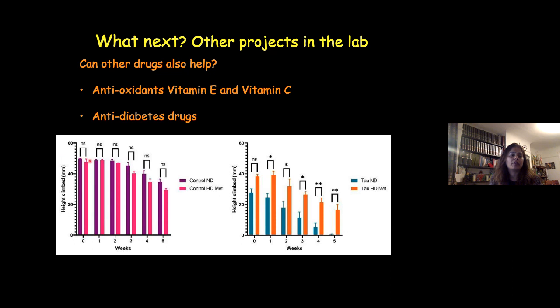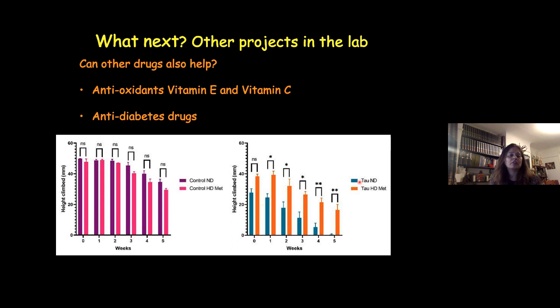And their climbing behavior just decreases with time, just because the flies get old. And the ones in the pink were given the anti-diabetic drug, but again, they didn't have the tau, so their behavior also declined, but having the drug didn't really make any difference to control flies. But look at the dramatic difference in the tau flies.